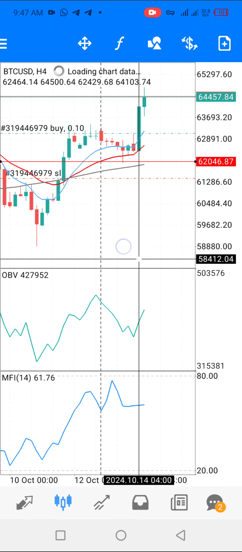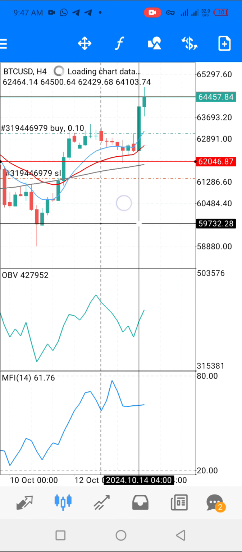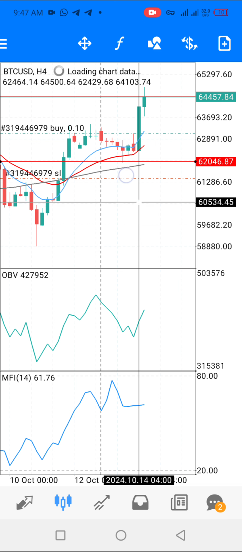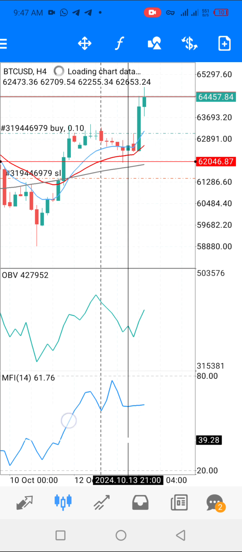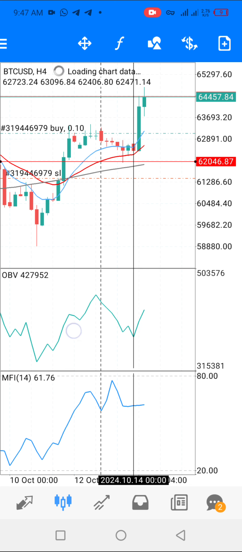And you can see price is moving sharply upwards. The same thing with OBV pointing upward. You can see the MFI is just trying to point upward. It's just getting ready. So it's like a new trend. So we are going to monitor this as we continue.